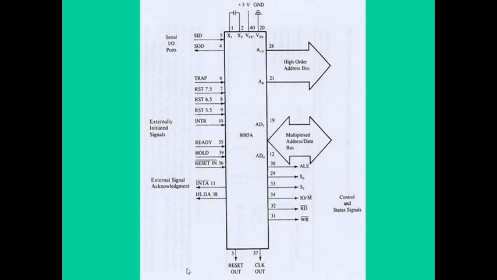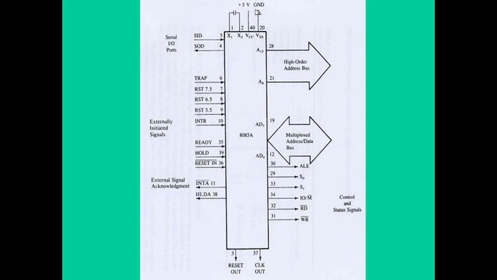Then next is S1 and S0. These are status signals similar to input output oblique memory complement. They can identify various operations, but they are rarely used in small systems.